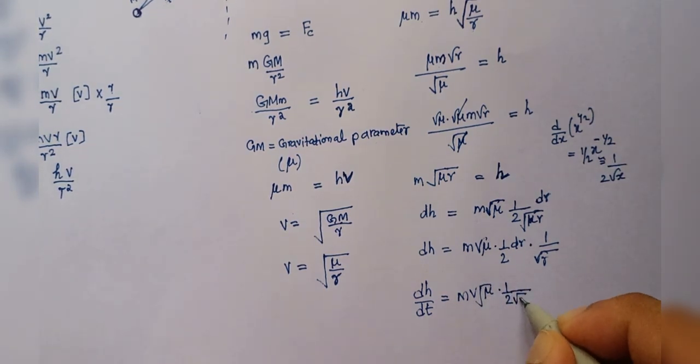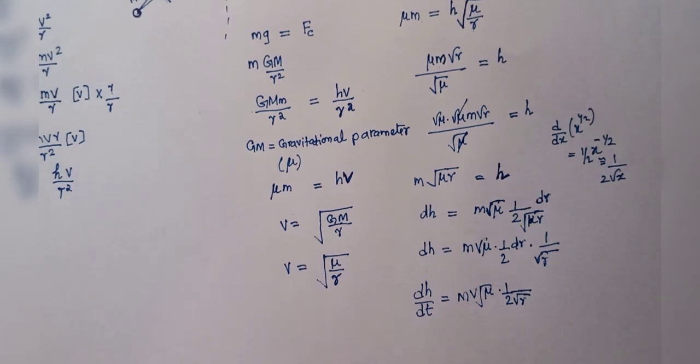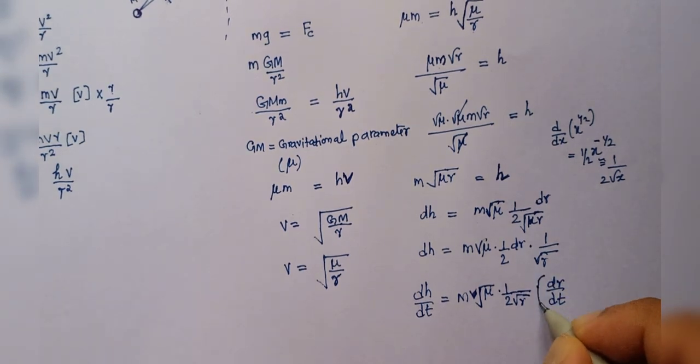I just group the term root of r. Okay, so this is m root of mu into 1 by 2 into root of r into dr divided by dt. Now you have to be very careful here.